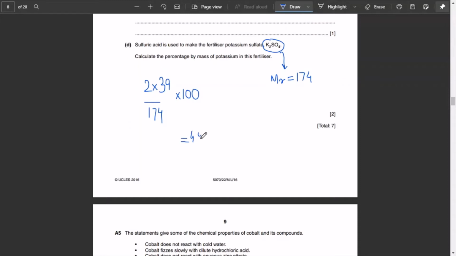44.8%. Make sure you write the percentage to 1 decimal place if you are getting it in 1 decimal place. At least in 1 decimal place. Otherwise, if you are getting a whole number, that's even better. Depends on the question. So this is 44.8% of potassium in K2SO4 fertilizer.